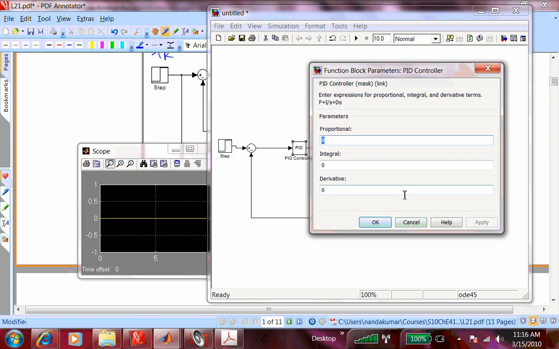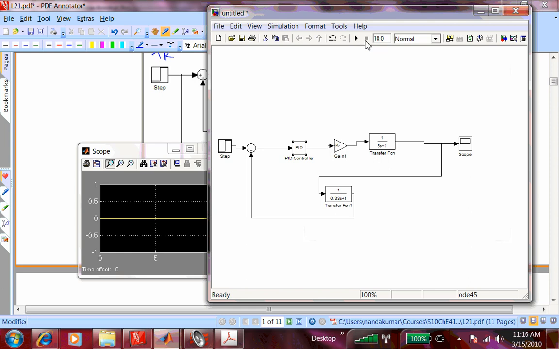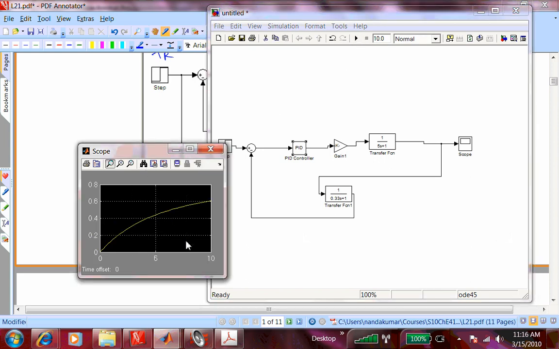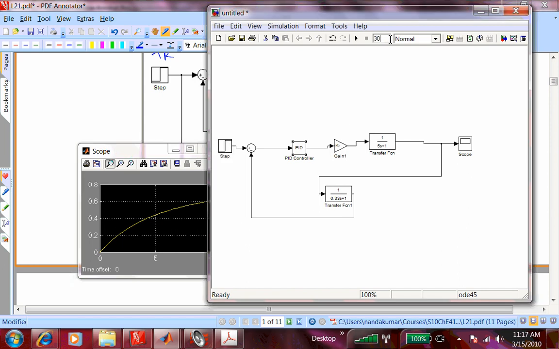Okay? Now, if I put 10 and an integral action of 1, what should happen? What is happening? Normal first order response, but is it going to steady state? Why? The answer is, it does not reach the steady state yet. The response is a bit more sluggish, and so you need to increase the time of simulation, say to 30.